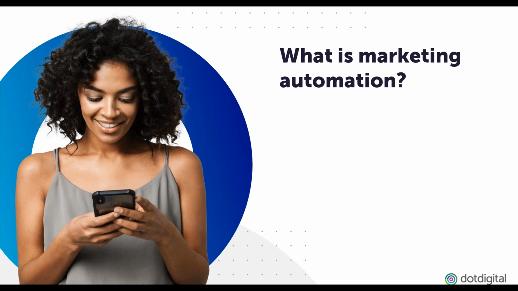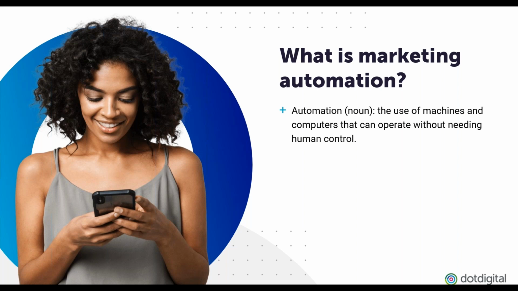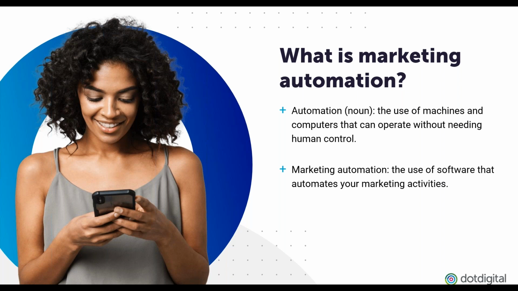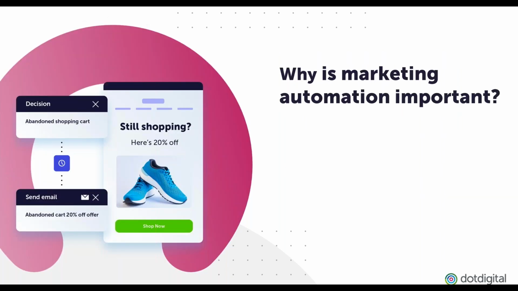So, first things first, what is marketing automation? Well, the official definition of automation is the use of machines and computers to operate without needing human control. Marketing automation is software, machines, or computers that automate your marketing activity. It helps streamline your marketing and helps you work more efficiently as it removes the laborious campaign building from your team's to-do list. Now, why is marketing automation important?